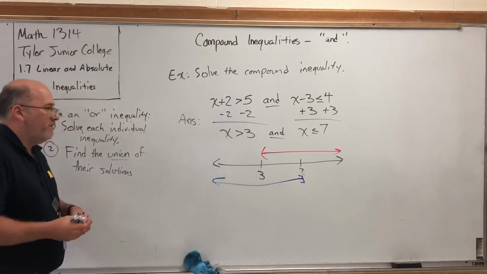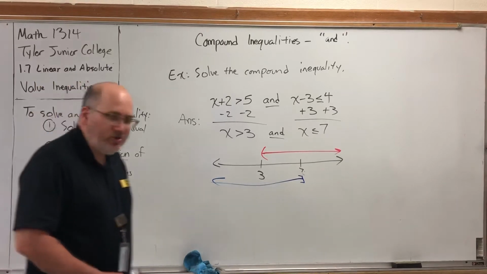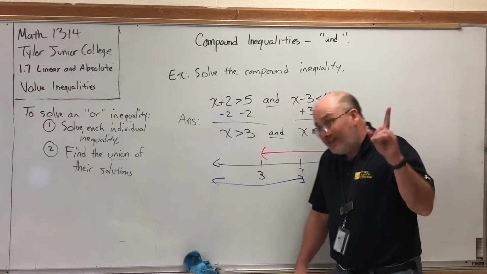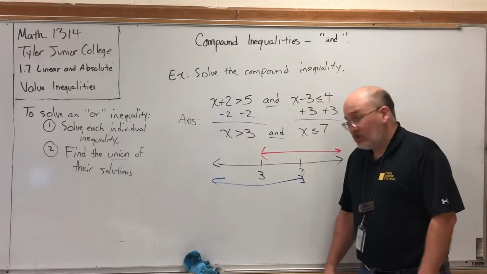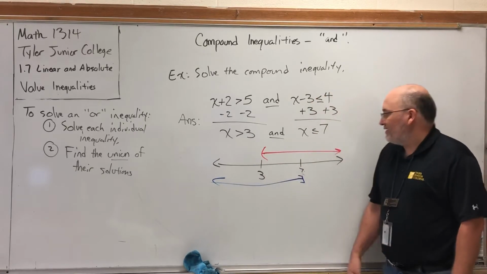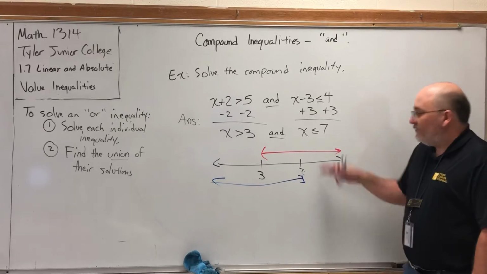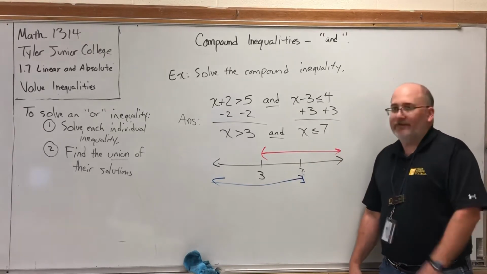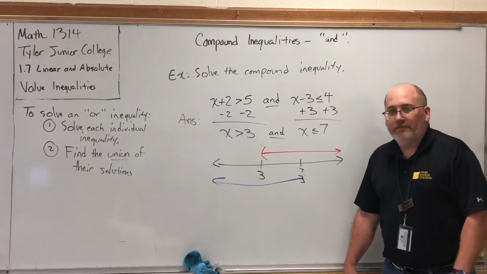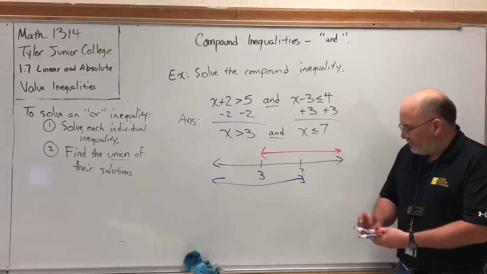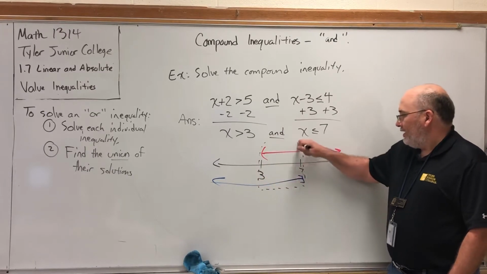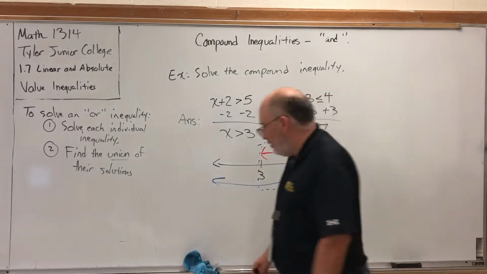So now we have the individual solutions, and let's find the solution of the compound inequality. We need the values that simultaneously make x greater than 3 and x less than or equal to 7. Visually, we need the portions of the number line that belong to the red interval and the blue one. Well, wait a second. Isn't that just where they overlap? And haven't we played this game before?